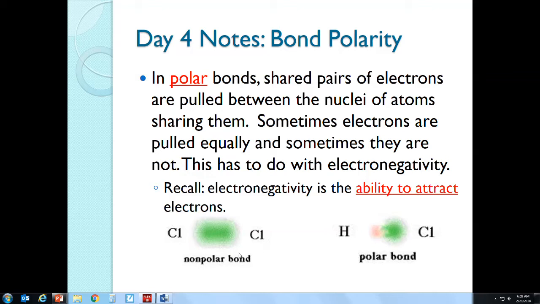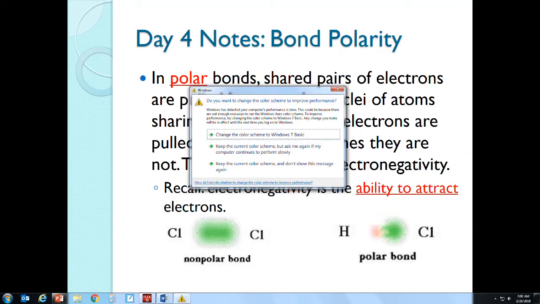Okay, so if we have two atoms or two elements that have the same electronegativity, they are going to be considered a non-polar bond. If you want to think of it as tug of war, they're going to be equal in strength. But if we take a look at a polar bond, we have hydrogen and chlorine. Well, chlorine is more electronegative, so it's going to have a stronger pull. It's going to pull those electrons closer to your chlorine atom.